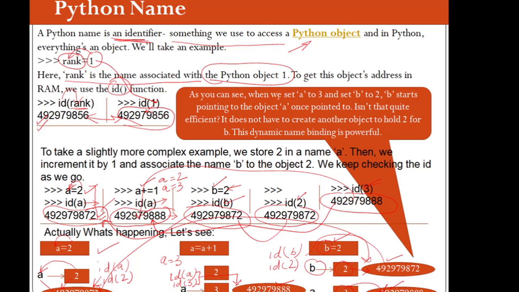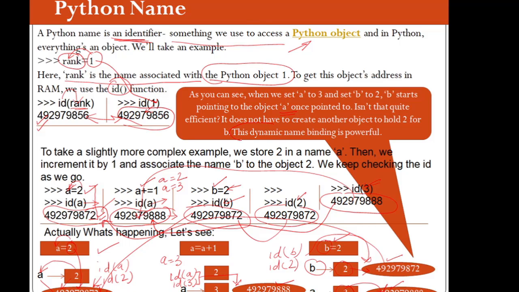As you can see, when you set a to 3 and b to 2, b starts pointing to the same object, because the value 2 was initially assigned with this object address. Now a's value has been changed. Now when you assign b, it starts pointing to this location. So b starts pointing to the object once pointed to. Isn't that quite efficient? Yes. It does not have to create another object to hold the value for b.